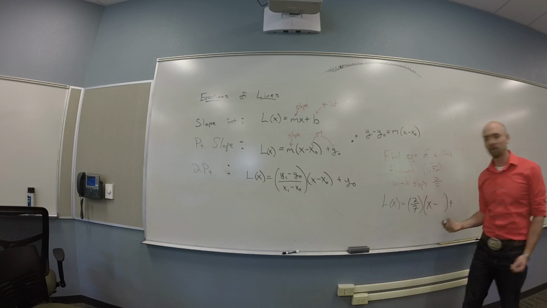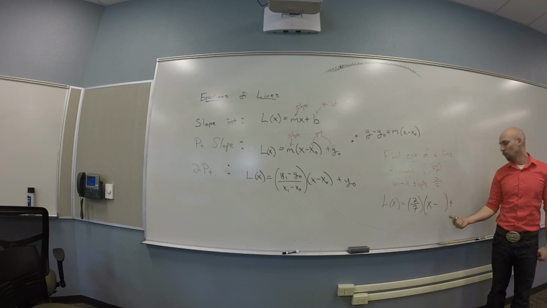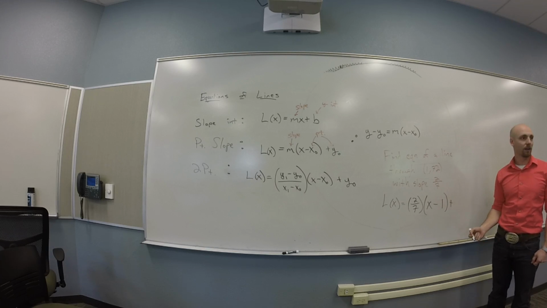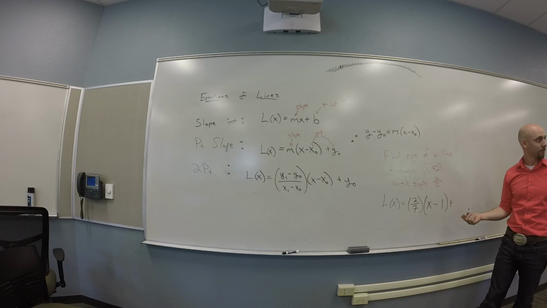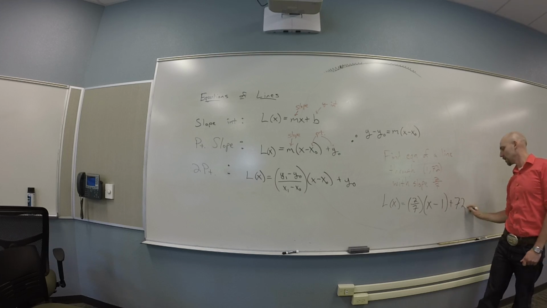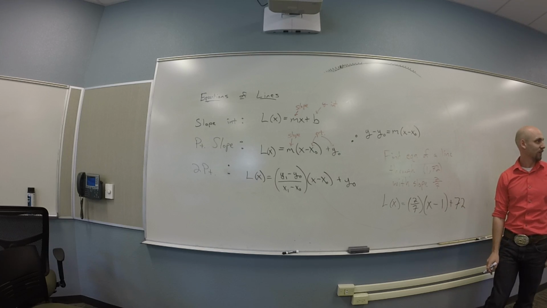So I shove 2 over 7 in for m. Then what's the x of the point I know? 1. So I plug that in for x naught, right? All x naught means is the starting point, or the starting x value, right? So what's y naught? 72. So I throw that on the end. What's the only hard part about this thing?